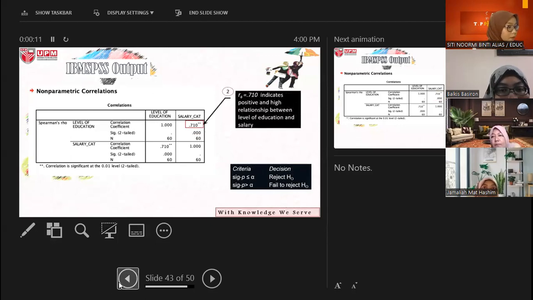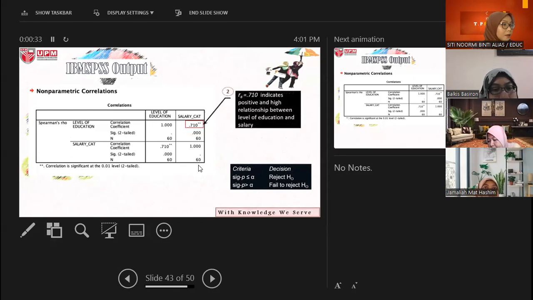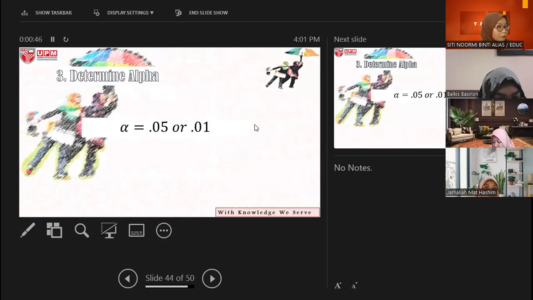First, we refer to the significance two-tailed value of 0.000, which is lesser than 0.05. So it indicates that the result is significant. So we have a significant association between level of education and salary category. Based on the correlation coefficient 0.710, it indicates a positive and high relationship between level of education and salary. So this is the brief description of the finding.